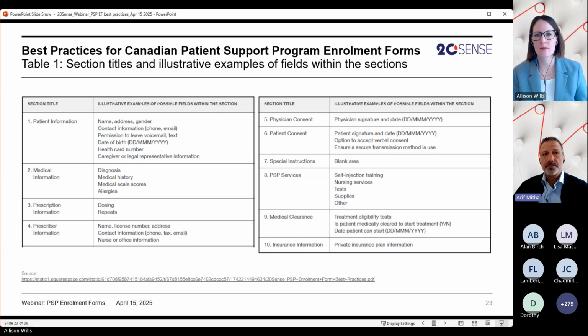PSP services, so that's specific to the drug and the PSP. Some have self-injection training, nursing, tests, supplies, etc. Medical clearance, some drugs require this. Treatment eligibility tests: is the patient medically cleared to start treatment? Date the patient can start treatment. And finally, insurance information. So depending on the drug, private insurance plan information, and possibly public as well.